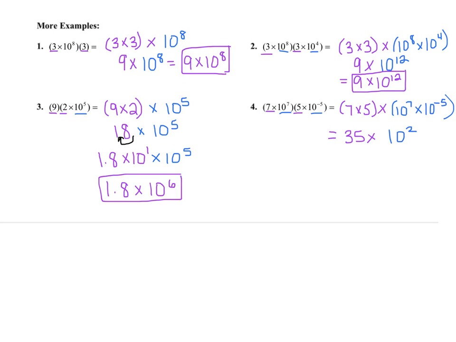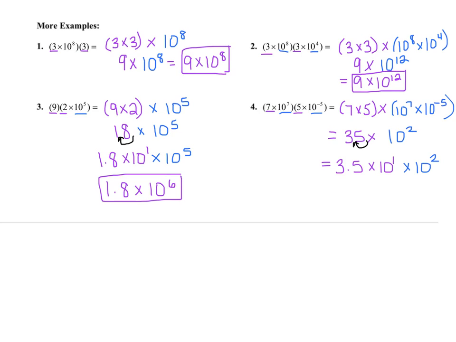Next step, identify, is 35 already in scientific notation? No, it's not. It's not between 1 and 10. So let's rewrite it in scientific notation. We want to move the decimal 1 spot to the left. So we're going to rewrite it as 3.5 times 10 to the 1st power. And then we're going to times that by 10 to the 2nd power.